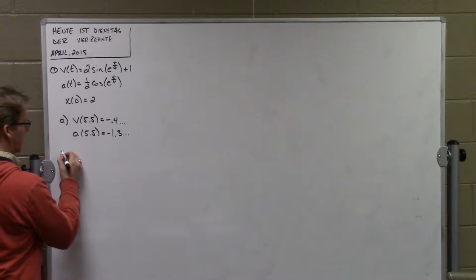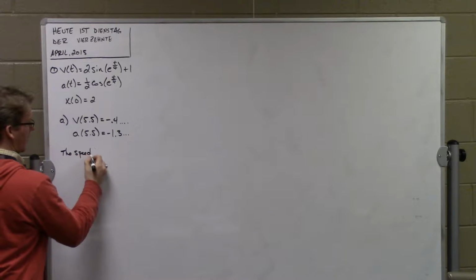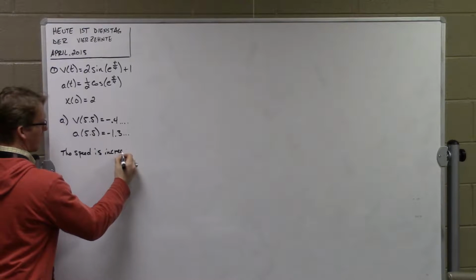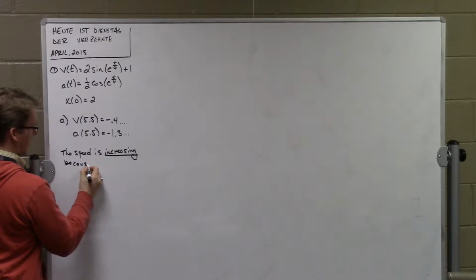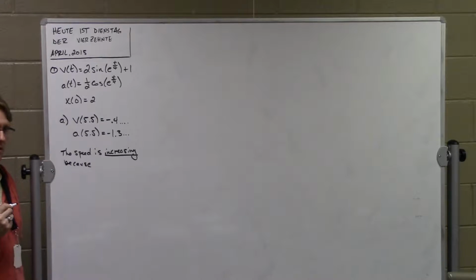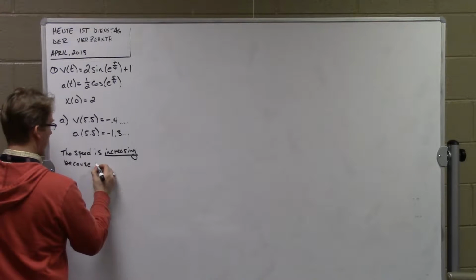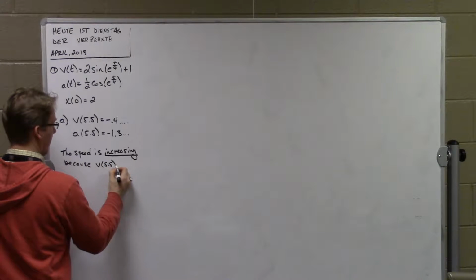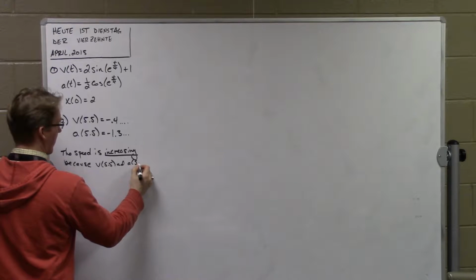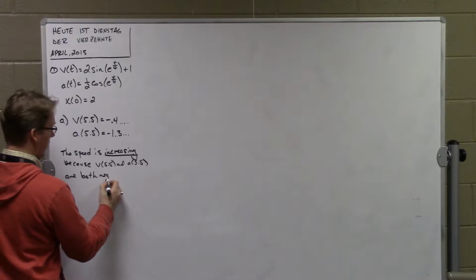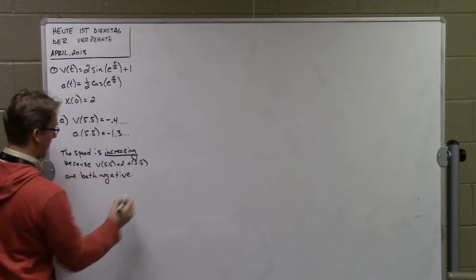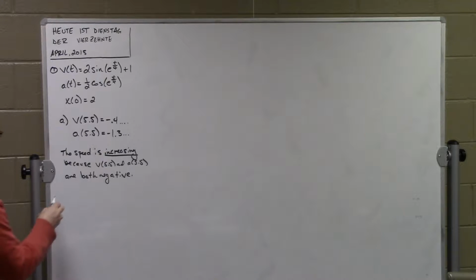So our conclusion: the speed is increasing because the velocity and the acceleration at 5.5 are both negative. Very good, perfect. Because v of 5.5 and a of 5.5 are both negative. And you word that any way you want to get the gist in there. Sweet.